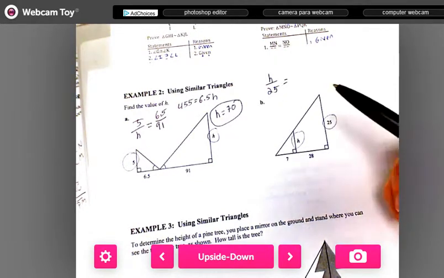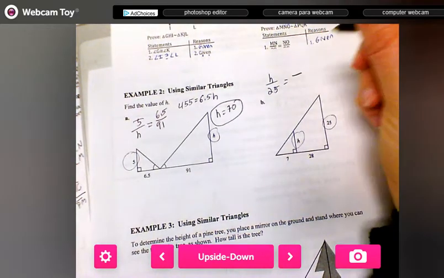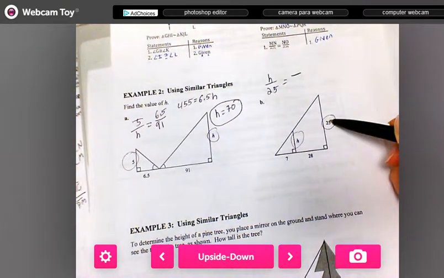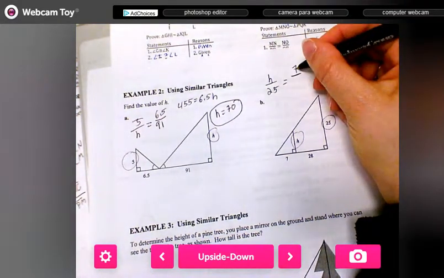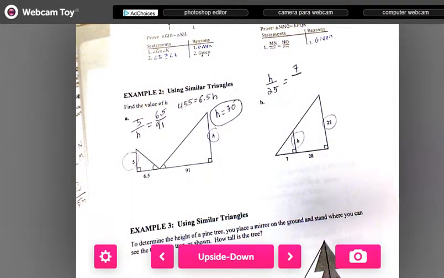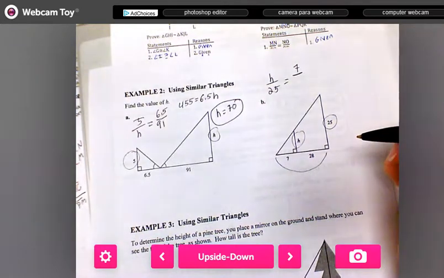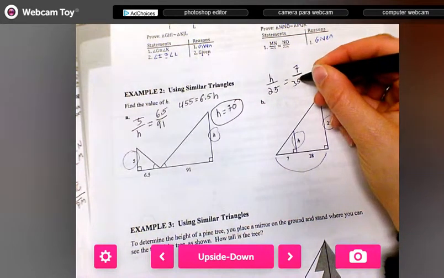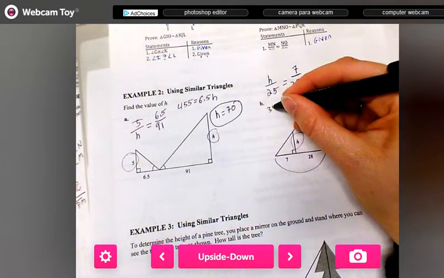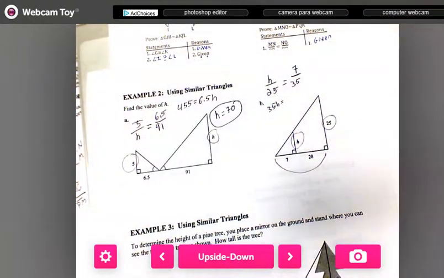So what goes on the top of this other equation? We've got H over 25. We're going to go 7 over what? This is the tricky part. Not 28, but what's this whole length? 35. So we're going to go 35H equals 7 times 25.